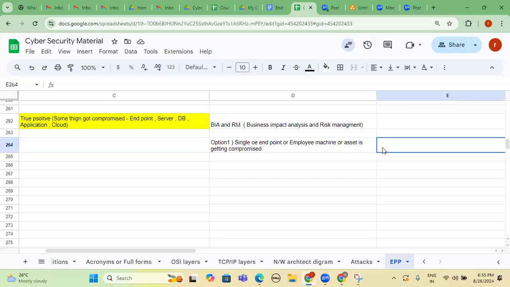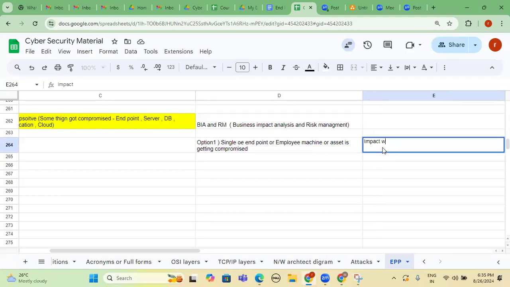Okay. So here, impact will be less. Reputation of the company damage will be less. Risk will be less. And also CIA triad impact will be less.